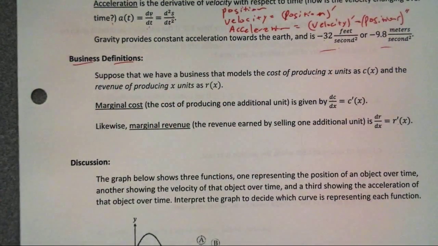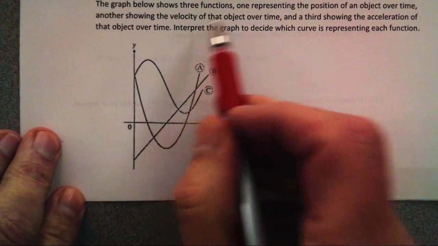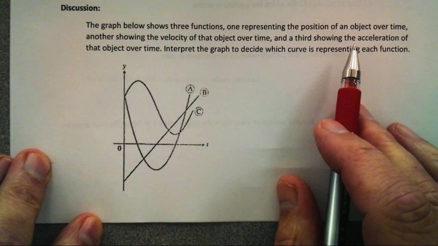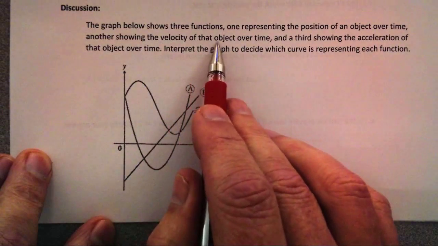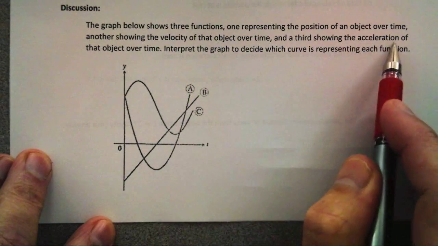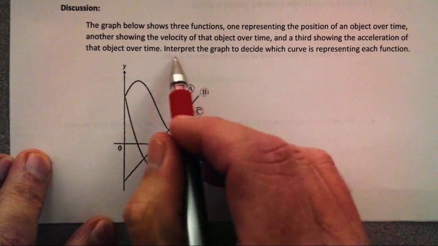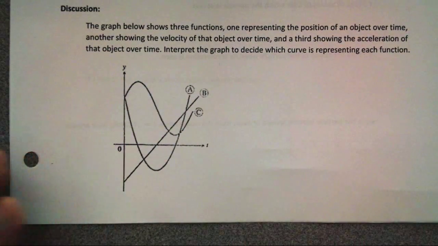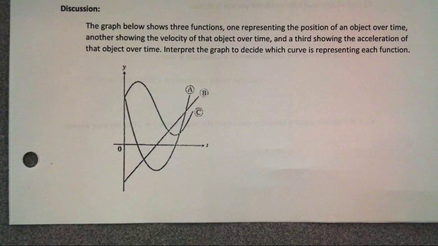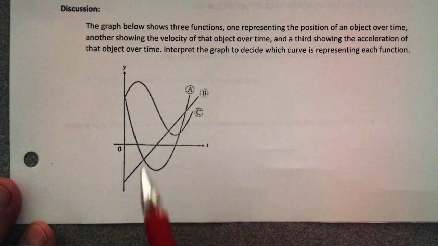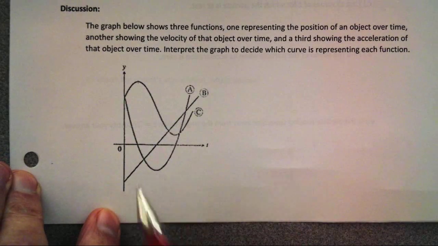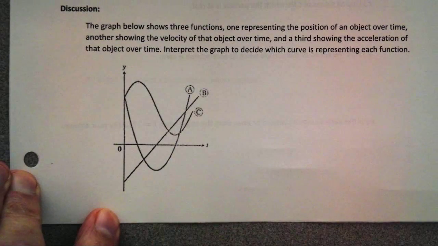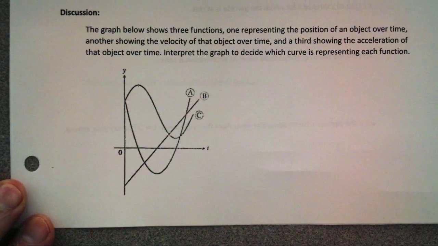It is a course. Okay, the graph below shows three functions: one representing our position function over time; another showing velocity of that object over time; and third showing the acceleration of the object over time. Interpret the graph to decide which curve is representing each function. So there's lots of things we could look at here. We could look at intersections perhaps, but we could also look at maximums, relative minimums. We could look at zeros.